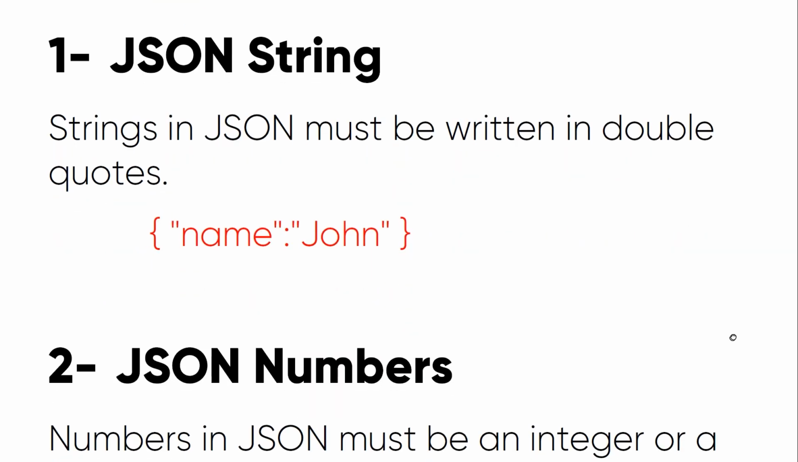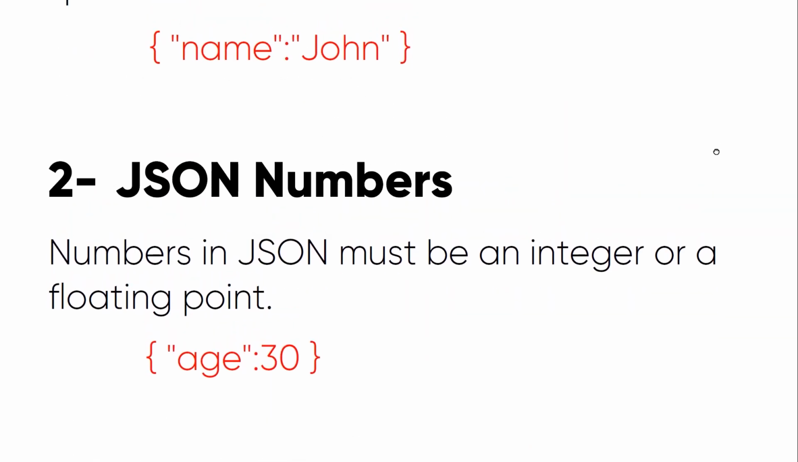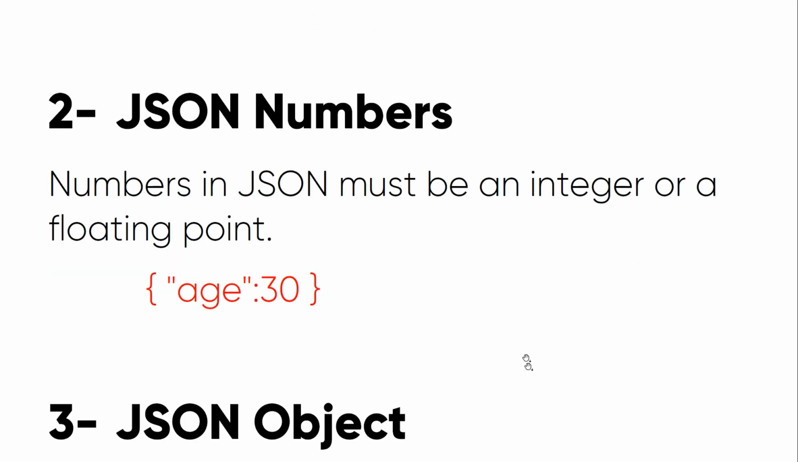Now, the second type is called JSON numbers. Numbers in JSON must be an integer or a floating point. We have a name here and the value is 30. You see, guys, the string is between quotation marks and 30 is without double quotations. The third type of values in JSON could be a JSON object.